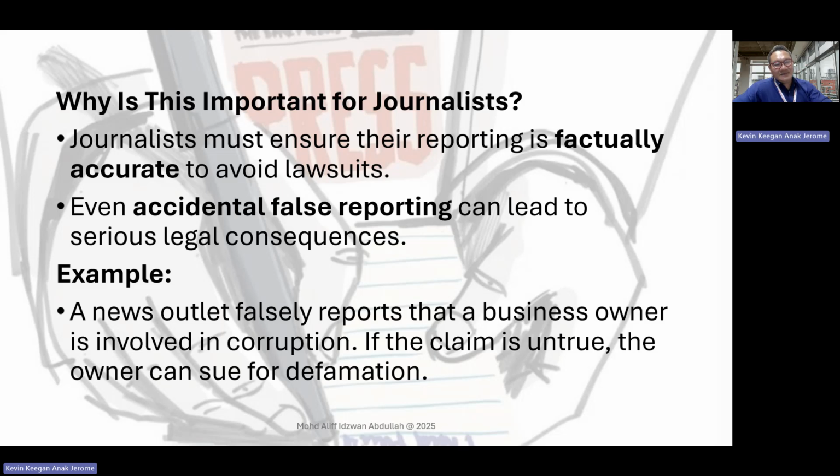Why is it important for journalists? Journalists must ensure their reporting is factual and accurate to avoid lawsuits. Even accidental false reporting can lead to serious legal consequences.